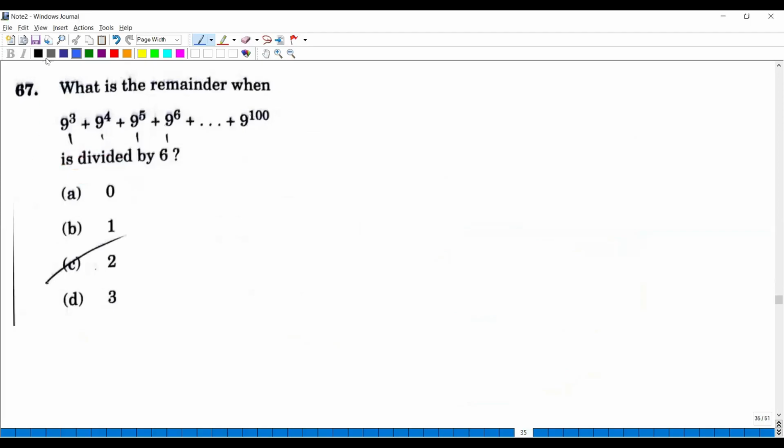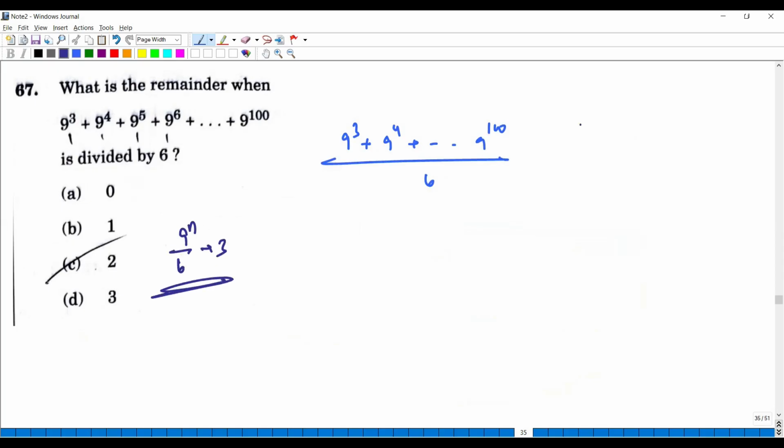What is the remainder when 9 plus 9 power 2, 9 power 3, 9 power 4 and so on up to 9 power 100 is divided by 6? We know 9 power anything when divided by 6 leaves remainder 3. Or else you apply the formula of geometric progression also, you will get it. But I'm telling you in a simple format. Okay. Every case you get remainder 3.